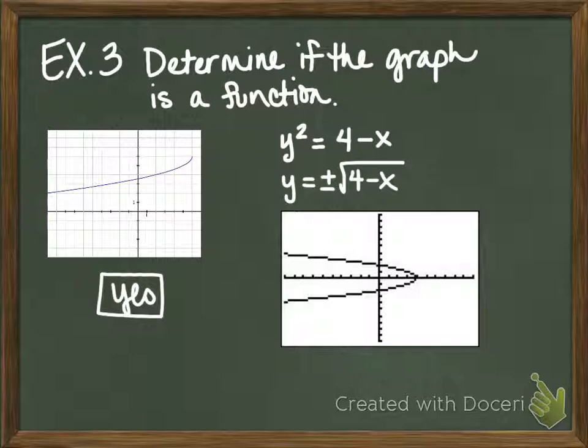So if I drew a vertical line anywhere on this function, it's going to hit more than one time, so this is not a function. So you need to be able to tell looking at the graph or by plugging in the equation into the calculator and determining if it's a function or not.